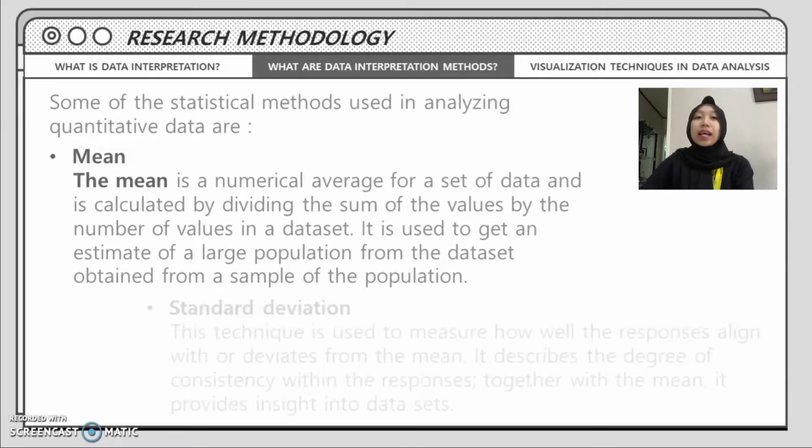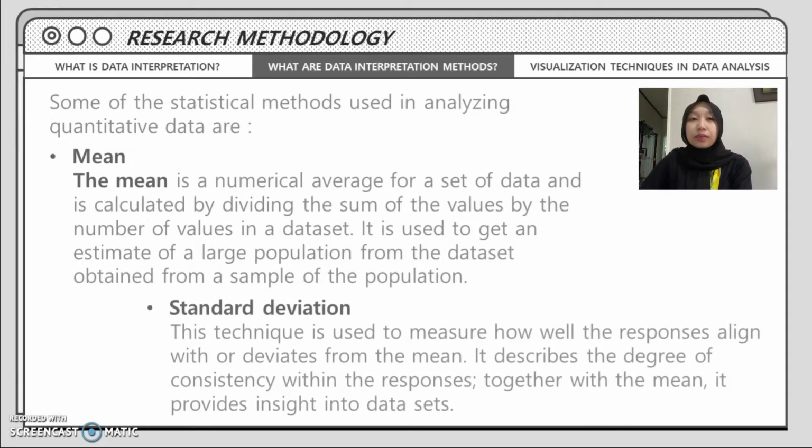Second, standard deviation. This technique is used to measure how well the responses align with or deviate from the mean. It describes the degree of consistency within the responses. Together with the mean, it provides insight into the dataset.